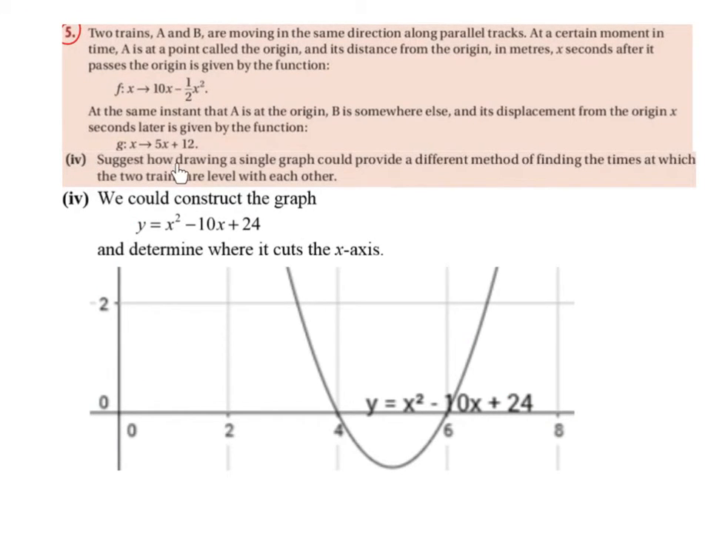Part 4. Suggest how drawing a single graph could provide a different method of finding the times at which the two trains are level with each other. So what we could do is construct the graph of y equals x squared minus 10x plus 24. So this is the equation we got in part 3. And determine where it cuts the x-axis. So I've drawn out the graph y equals x squared minus 10x plus 24. And we can see it crosses the x-axis at 4 and 6. So getting the same answers as part 3.